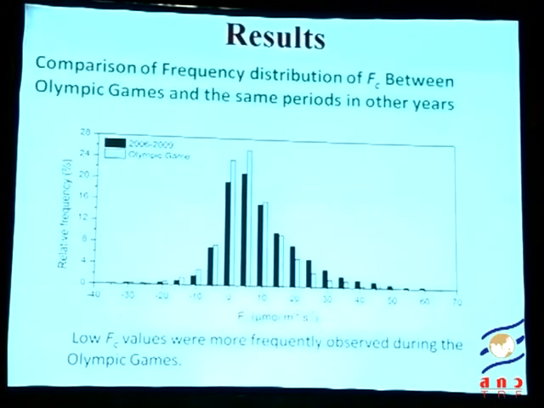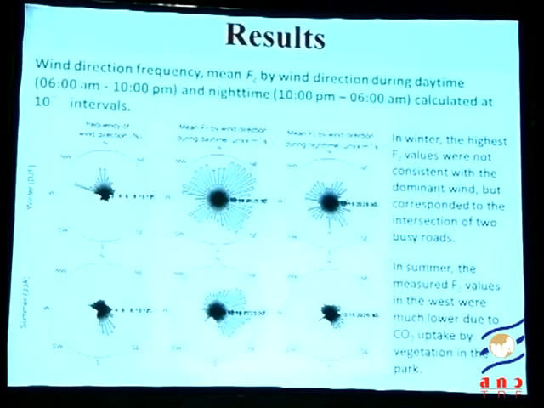Then we can compare the frequency distribution of carbon dioxide flux between the Games and the same period in the other 3 years. We can find that for negative flux, that is, absorption of carbon dioxide, the frequency is higher than in the same period in the other 3 years. And also we can find that for large positive flux, the frequency is lower than in the same period in the other 3 years.